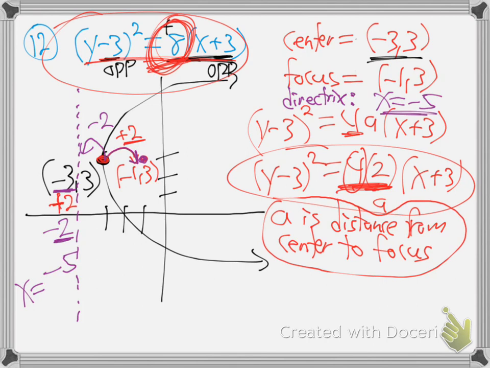I don't care. It's not a point. I don't care about the y-coordinate. I'm not doing a dot. I'm doing a line. It's the line that goes through the x-axis at negative 5. That's all they want.